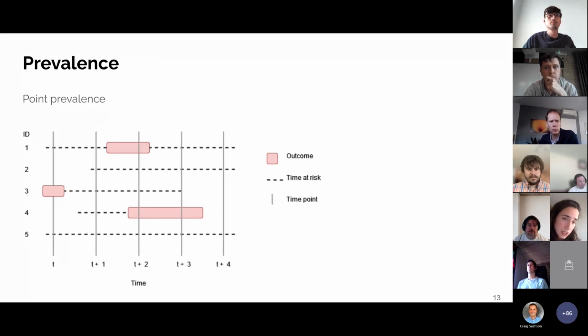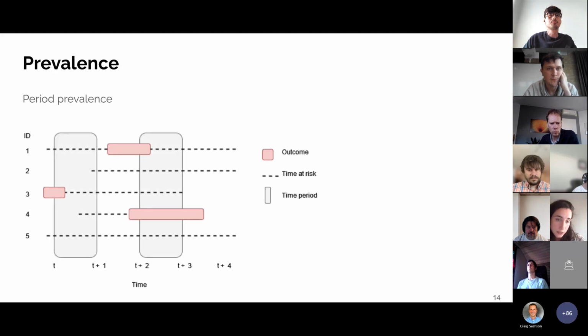So for prevalence, users will have the option to calculate point prevalence, which is the proportion of people who have the health event we are interested in at a given time point, or period prevalence, which is basically the same, but instead of considering a time point, we can consider a whole period, which can be weeks, months, quarters, or years.